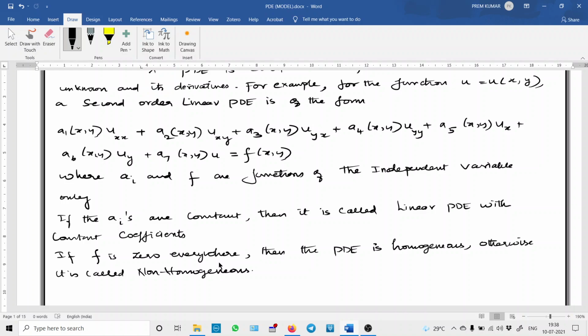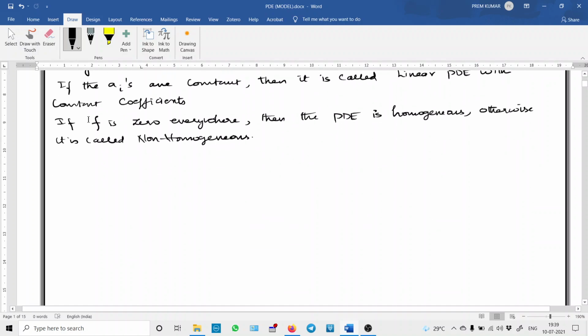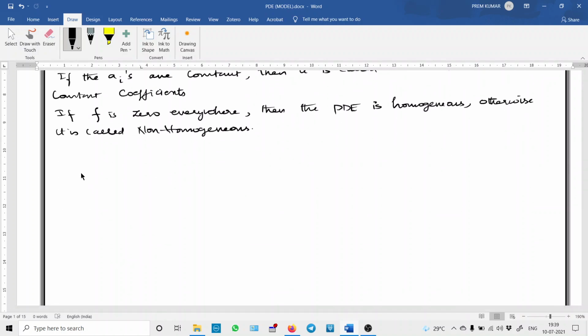If the right hand side f is 0 everywhere, we call it a homogeneous PDE. If it is non-zero, we call it a non-homogeneous second order linear partial differential equation. Now we go to the next kind of differential equation. It's called semi-linear. What is a semi-linear partial differential equation? How does it vary from a linear partial differential equation?